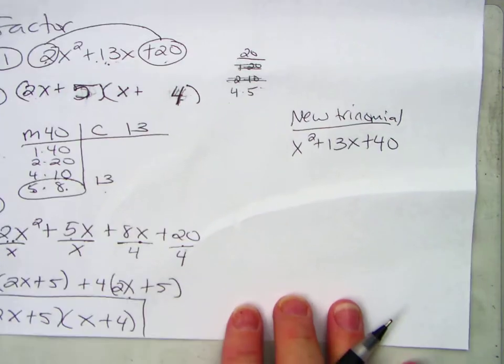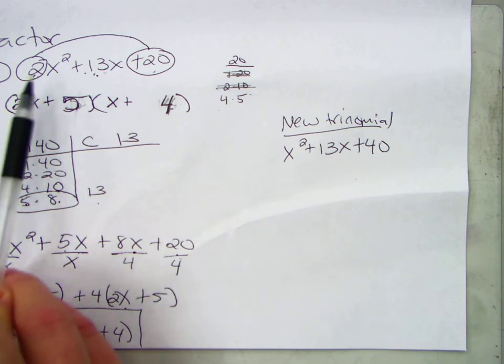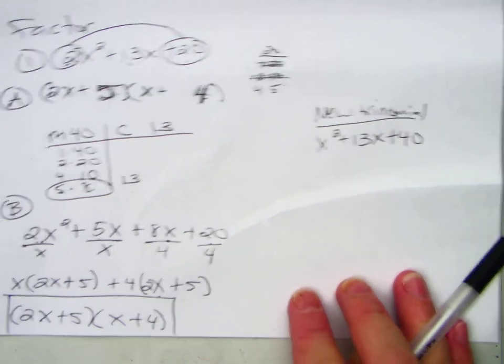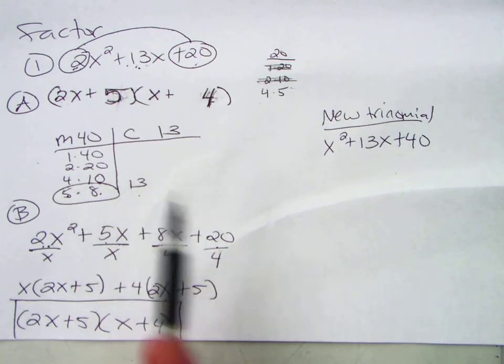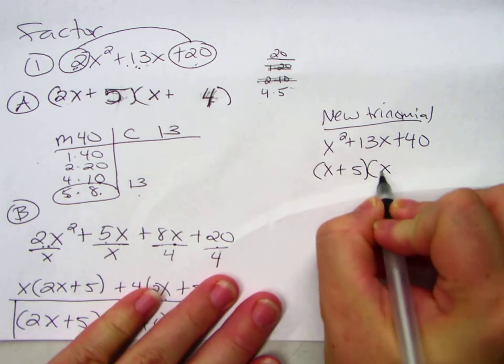Just like before, the first step is the same. X squared, 13x, 40, I multiply those together. Now, how do you factor this? Well, we already made our chart. We got 5 and 8. So I'm going to write this as x plus 5 times x plus 8.